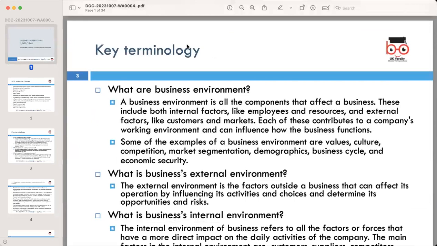So key terminology: what is a business environment? If anyone is there, can explain?